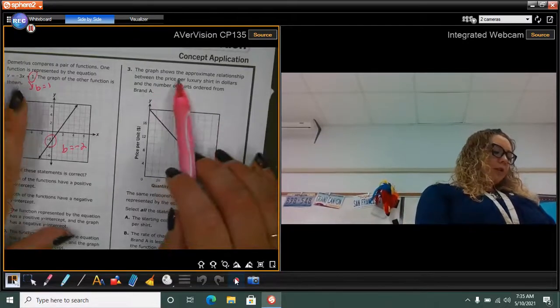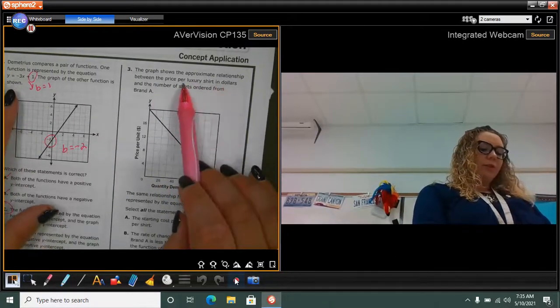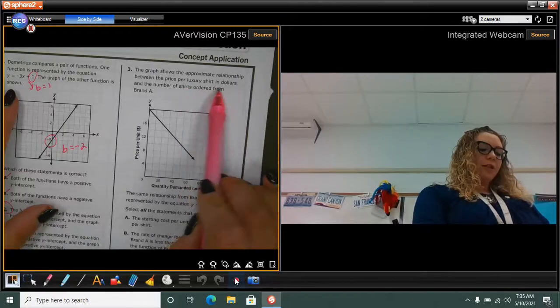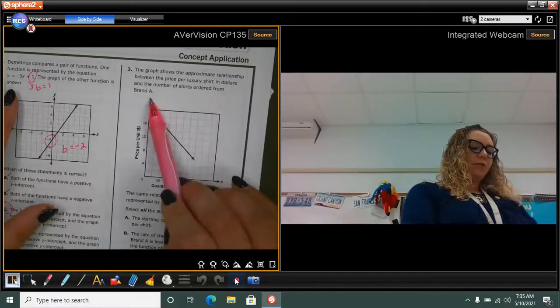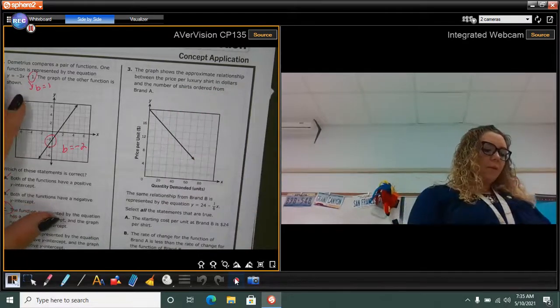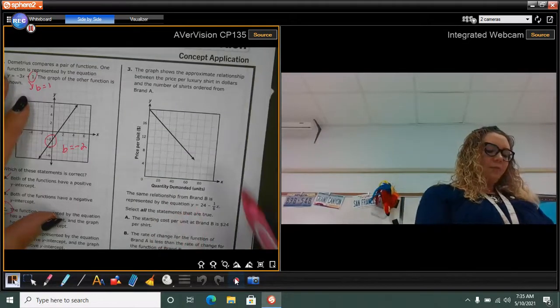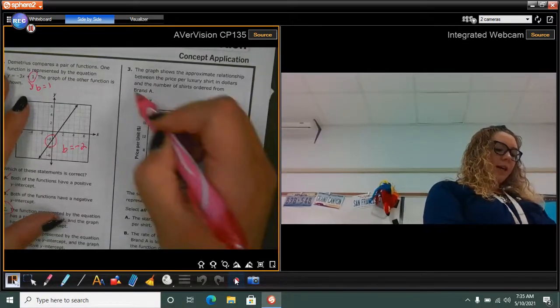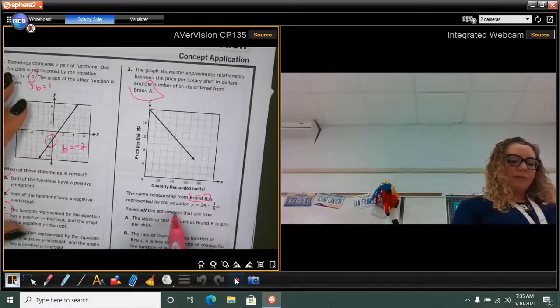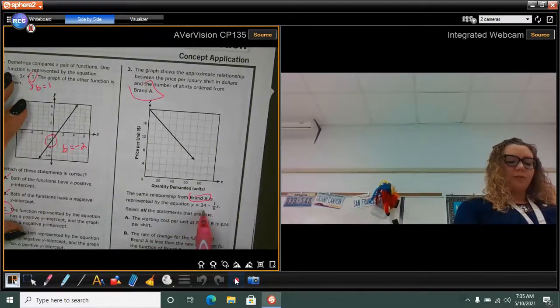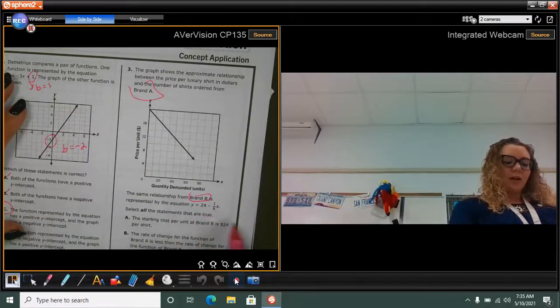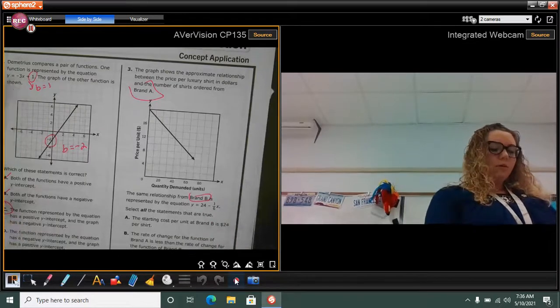The graph shows the approximate relationship between the price per luxury shirt in dollars and the number of shirts ordered from brand A. The same relationship from brand B, so this is brand A, this is brand B, is represented by the equation y equals 24 minus 16x. So all of that is true. Well, let's look at it.